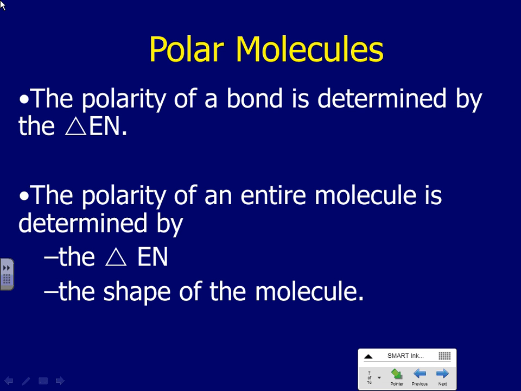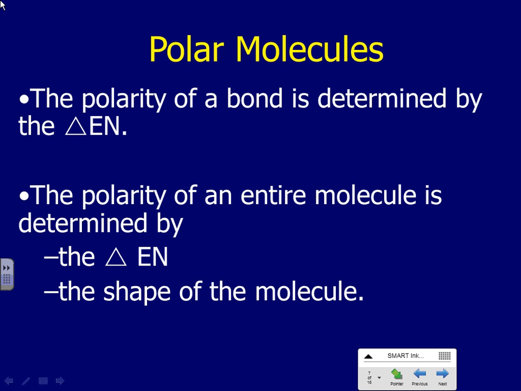We have just learnt the first bullet. The polarity of a bond depends on the delta EN. That's what we've just completed. Now we want to determine how to figure out whether an entire molecule is polar. And that's going to depend on two things. It's going to depend on whether the bond is polar, the delta EN, and it's also going to depend on the shape of the molecule.